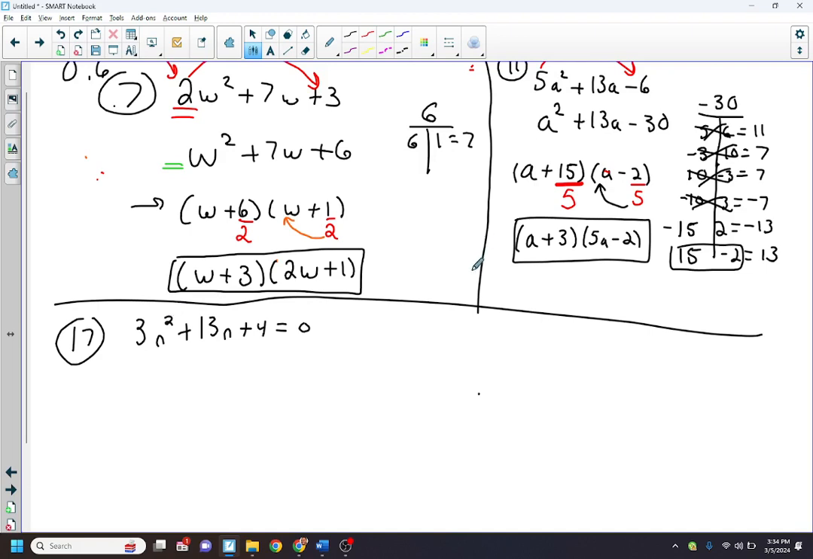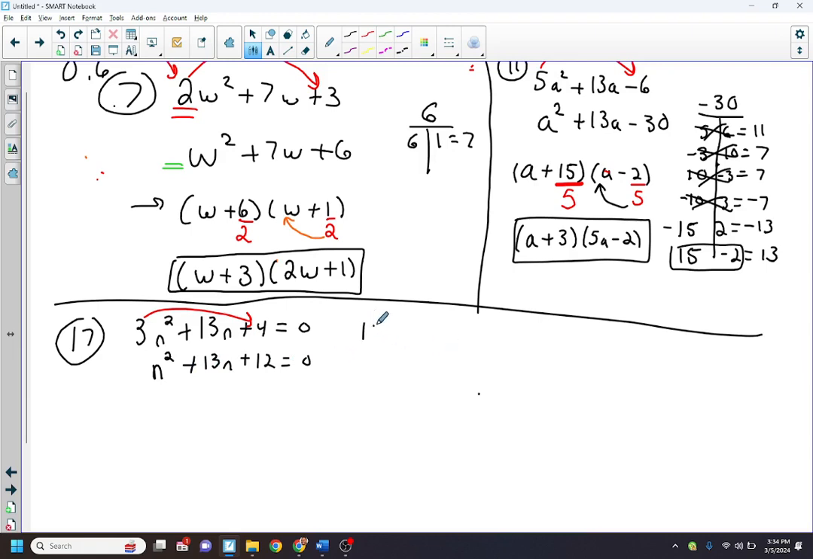So what we're going to do is take the 3, bring it over to the 4. So n squared plus 13n plus 12 equals 0.